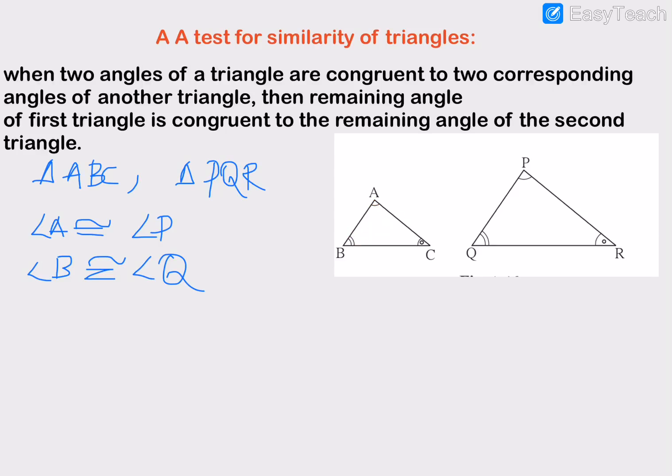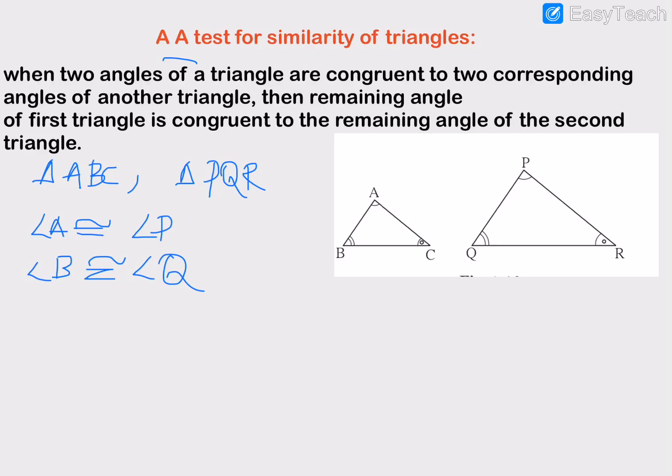We know that the sum of all three angles inside a triangle is 180 degrees. So when two angles of a triangle are the same, the third angle will also be the same. When we add two angles of a triangle, and the values are the same, here angle A equals angle P and angle B equals angle Q, then adding angle A plus angle B and subtracting from 180, we get a value. That value will be the same for the two triangles, since the other two angles are equal for the two triangles. The third angle will also be equal. So this is the AA test for similarity of triangles.